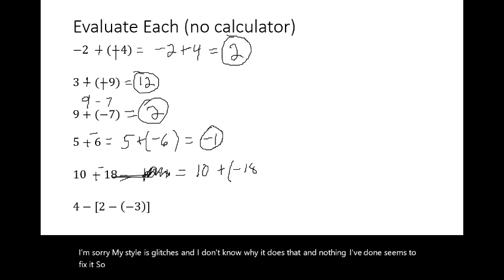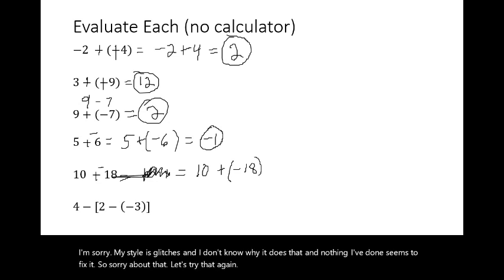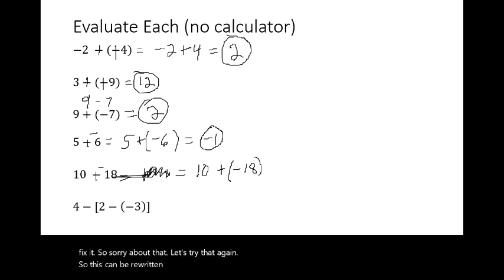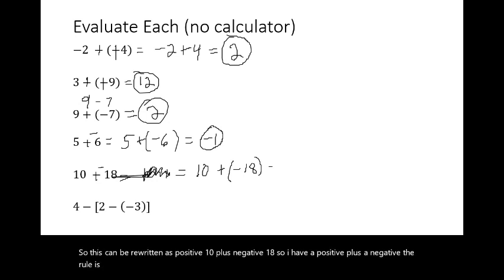Let's try that again. So this can be rewritten as positive 10 plus negative 18. So I have a positive plus a negative. The rule is to subtract them as if they were both positive. So 18 minus 10 is 8.